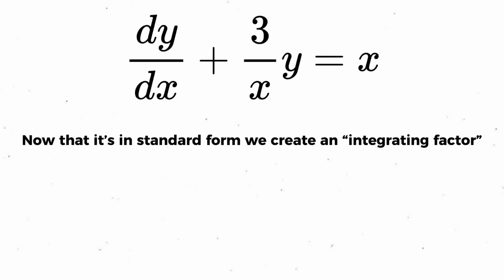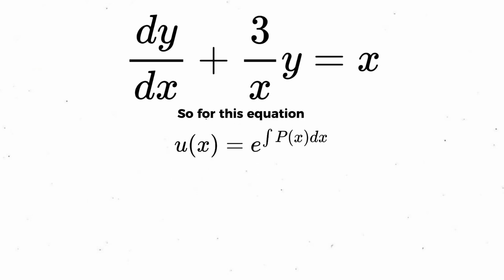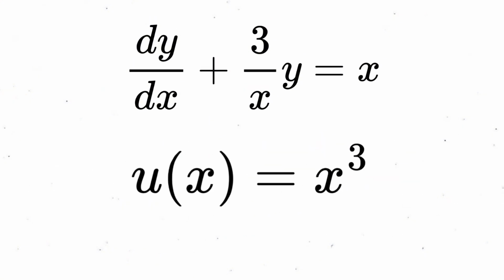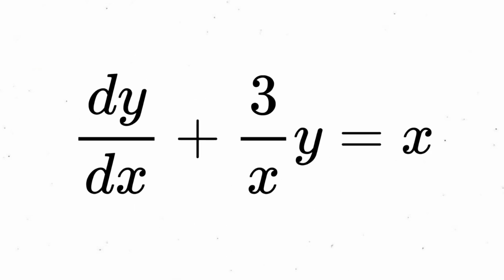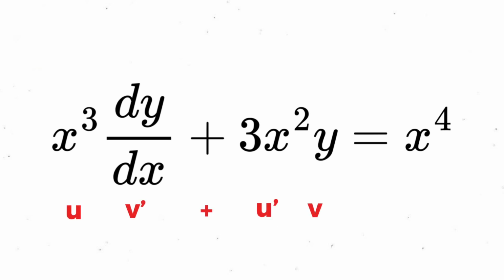Now that it's in standard form, we create an integrating factor, which is just e to the power of the integral of the function in front of y. So for this equation, don't worry about the plus c. Okay, now, if we multiply the whole equation by the integrating factor, it looks even more complicated. But no, look here. It's the frickin' product rule.